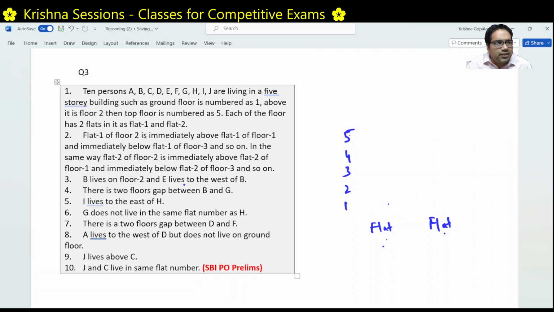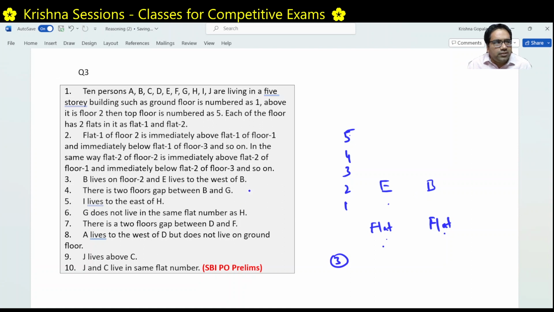B lives on second floor, and E lives to the west of B. B is living on second floor, that means either here or here. And E is to the west of B. That means B has to be this and E has to be this, because E has to be west of B with the third condition. We started with the third condition, finished it, and we figured out E and B.